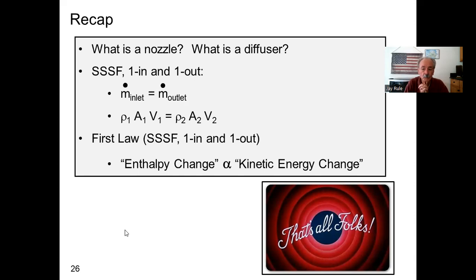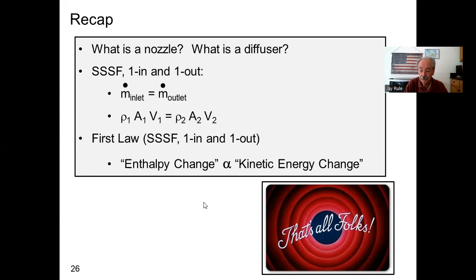So what did we cover? I hope now you have a much better feel for what's a nozzle and what's a diffuser and how they are different and how they are the same. We saw both are steady state, steady flow, one inlet, one outlet. The mass flow rates are exactly equal, and rho 1 A1 velocity 1 equals rho 2 A2 velocity 2. We looked at the first law for steady state, steady flow, one inlet, one outlet, and we saw that in all cases, the enthalpy change is at least proportional to the kinetic energy change. When the process is fully insulated, adiabatic, enthalpy change exactly equals kinetic energy change.